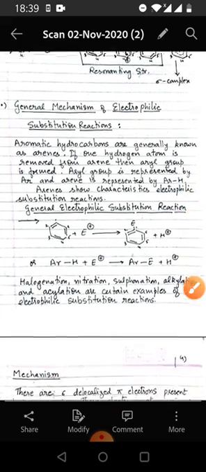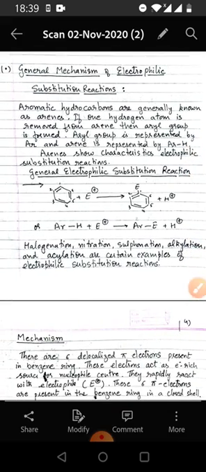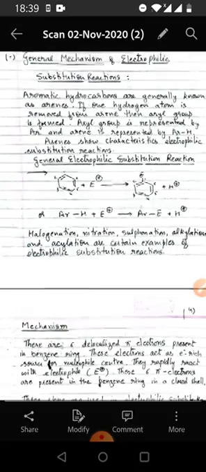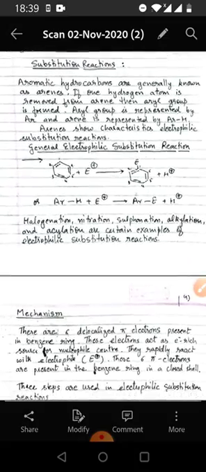Now if we see the general mechanism of electrophilic substitution reactions, aromatic hydrocarbons are generally known as arenes, and if one hydrogen atom is removed from an arene, then an aryl group is formed. Aryl group is represented by Ar, and arene is represented by ArH. Arenes show characteristic electrophilic substitution reactions.